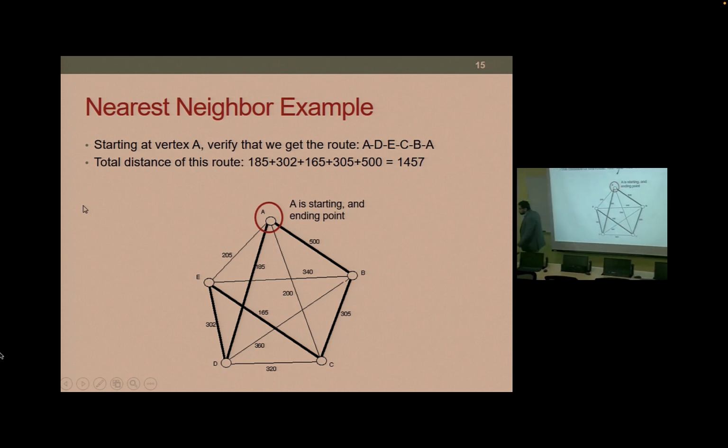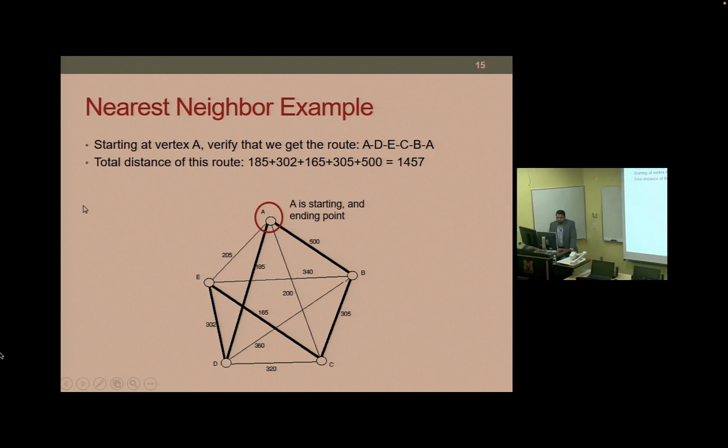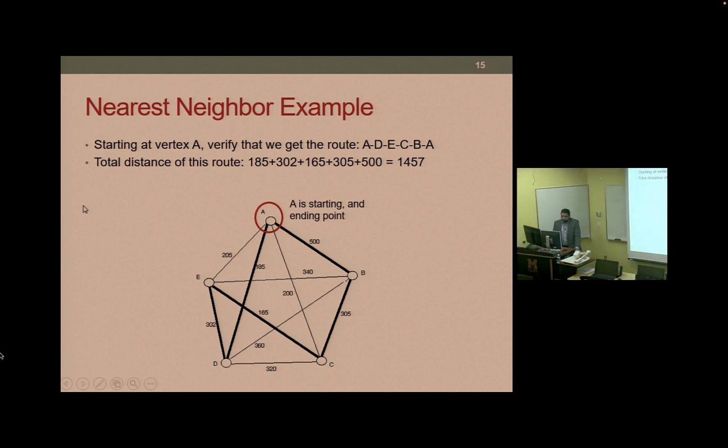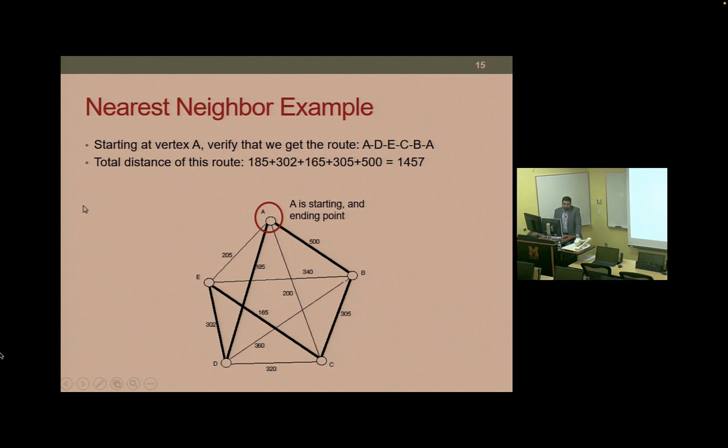Okay? So the route we get using nearest neighbor is A to D to E to C to B to A. Notice that the route starts at A and ends at A. The total distance traveled, we can just add it up. The first journey is A to D, so you take 185, plus you have to go from D to E, so you take 302, plus 165, which is E to C, plus 305, which is C to B, plus 500, which is back to A, B to A. So the total distance traveled is 1457 miles, and we were able to go from A, hit all the 4 points, and come back to A, which is the 5th point.